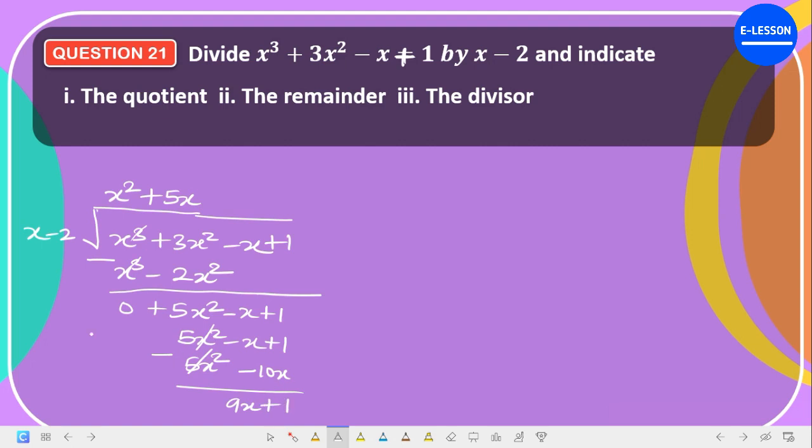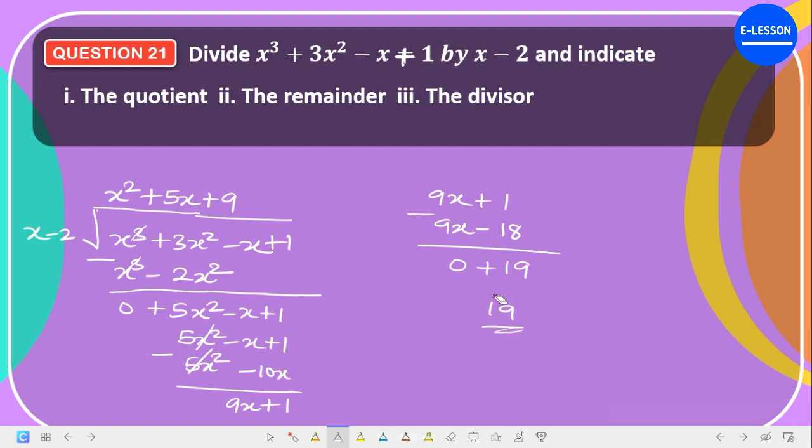Okay? Now, what are we going to do now? 9x divided by x will give us plus 9. Are we getting it now? 9x divided by x will give us 9. 9 times x will give us 9x. So if we take this one down here, the continuation, this 9x plus 1. 9 times x will give us 9x. Are we getting it now? Then 9 times minus 2 will give us minus 18. What do we do here? We subtract. So this minus this is 0. 1 minus minus 18 is what? Plus 19. So finally, your remainder is what?